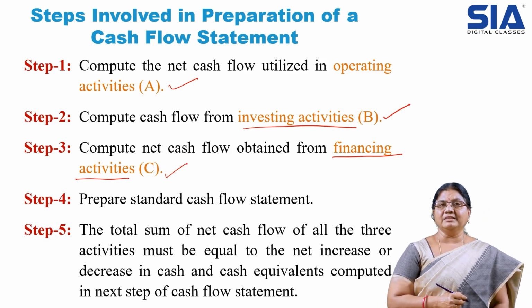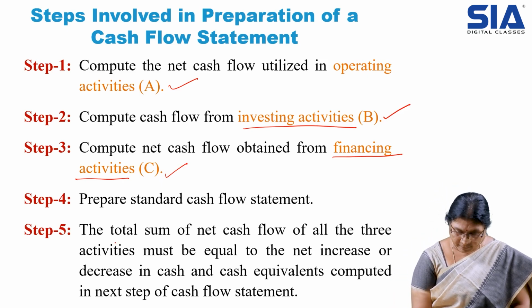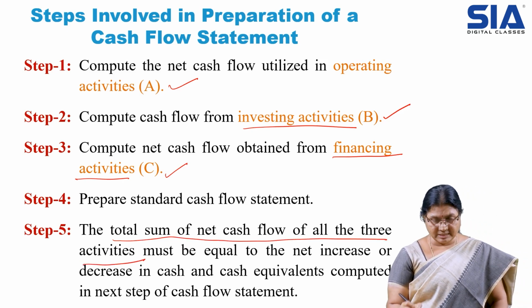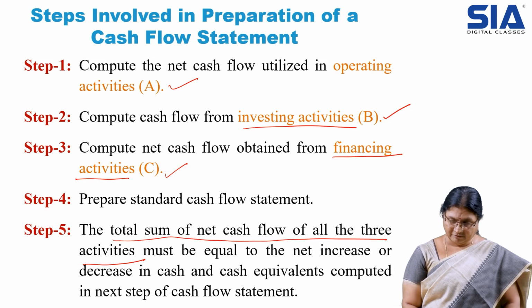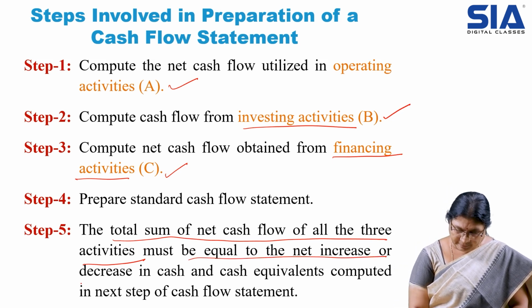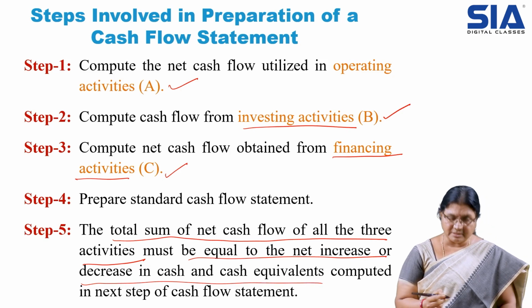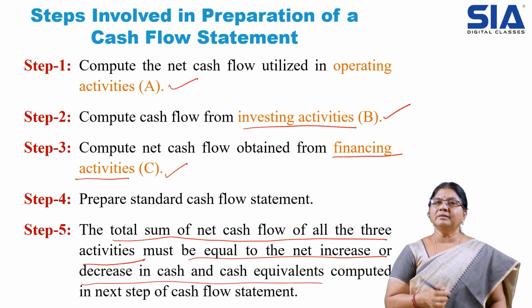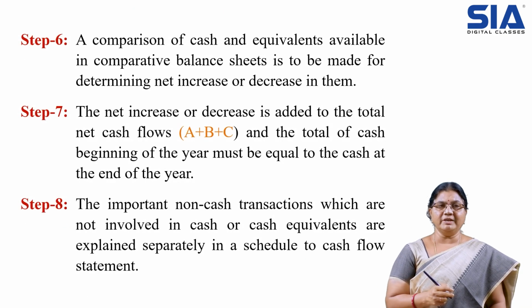Once we have done that, we have to start preparing the standard cash flow statement. We will sum up A, B and C, that is all the 3 activities: operating activities, investing activities and financing activities. This must be equal to the net increase or net decrease of cash equivalents computed. Finally, whatever we arrive at should equal the ending balance, that is the closing balance of the cash.